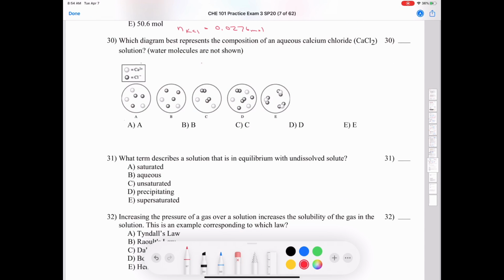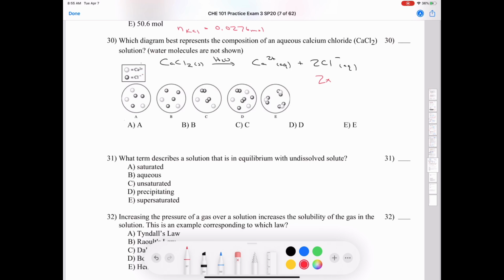The next question, which diagram best represents the composition of an aqueous calcium chloride solution? Well, what's happening when I have aqueous calcium chloride? So I take my calcium chloride, if it's solid, and I put it in water, and I end up with calcium 2 plus ions, plus I'd end up with 2 chloride ions. So what does that tell us? I have two times the amount of chloride ions.